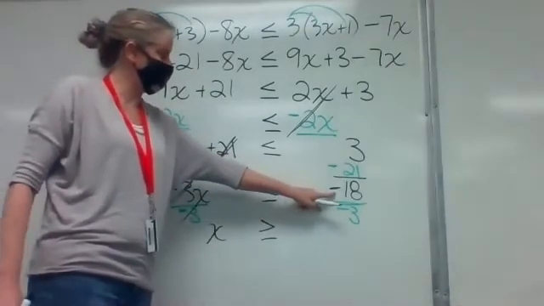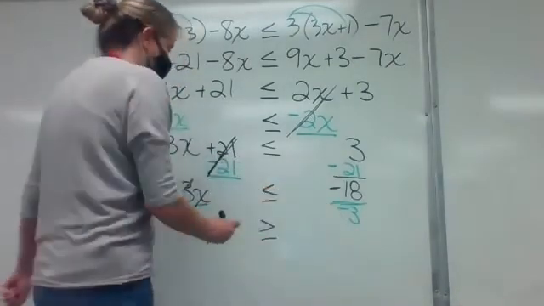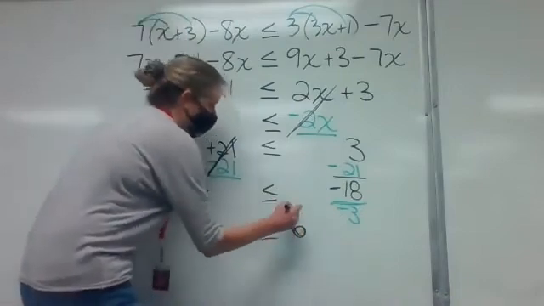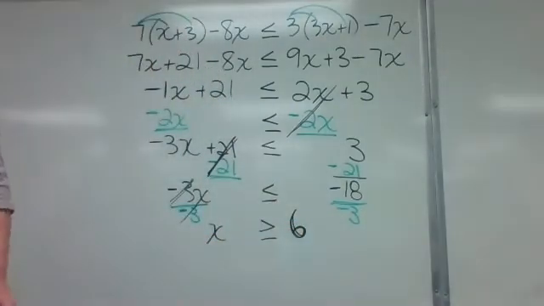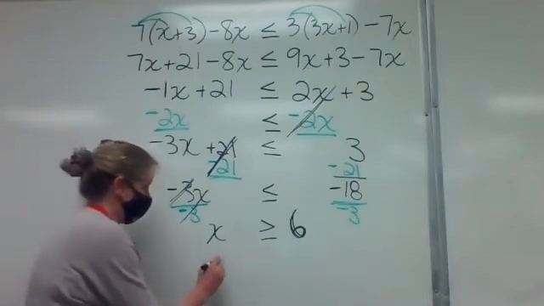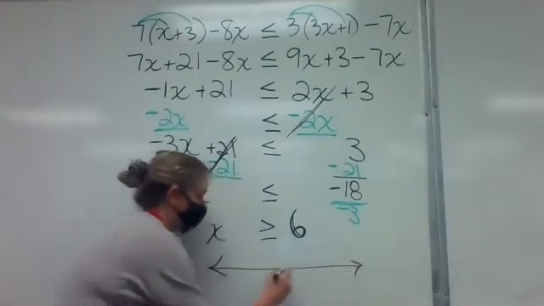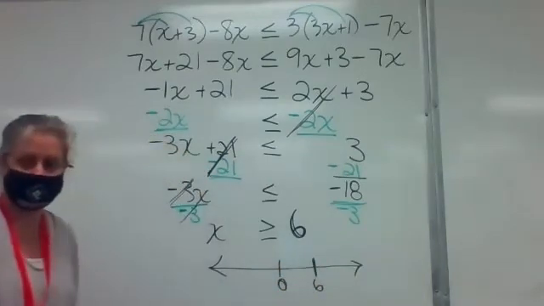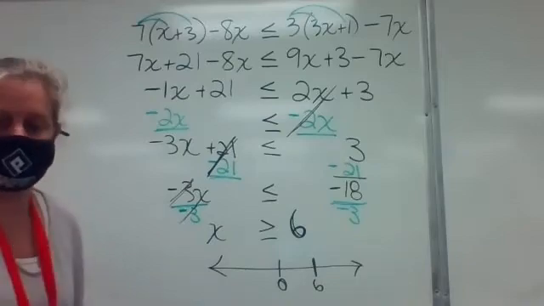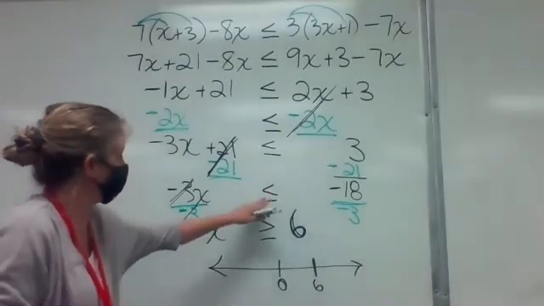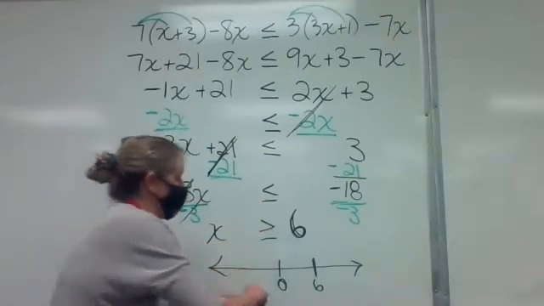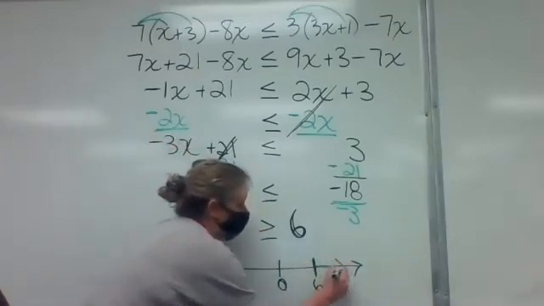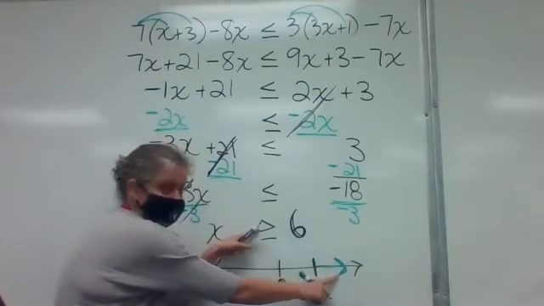When I do this division, negative 18 divided by negative 3 gives me positive 6. So there is my inequality. X is greater than or equal to 6. So there's your 0. Your 6 will be to the right of it. All right, when you turn your symbol around, now it's pointing to the right, which is the same direction your arrow points. These two things point in the same direction.